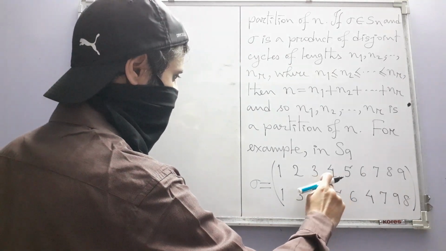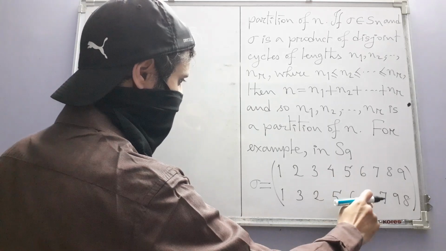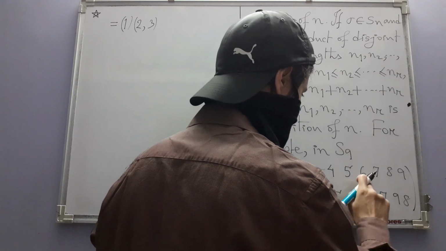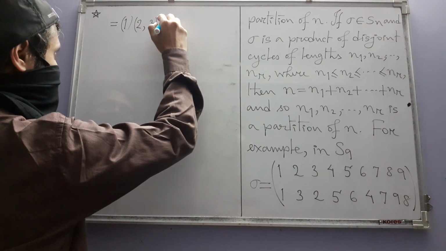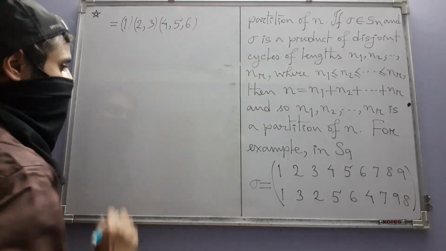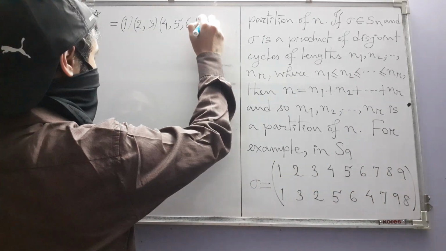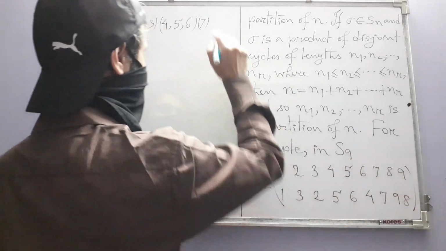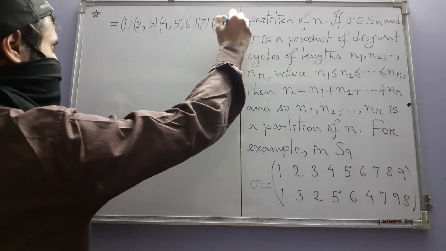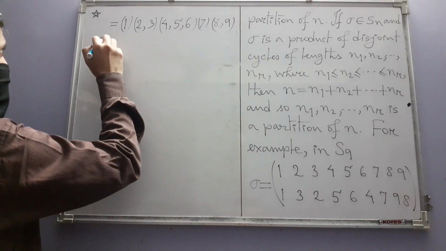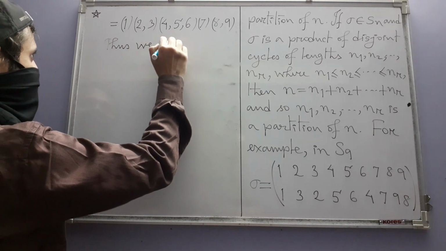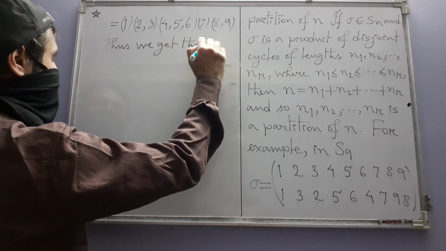Then 4 goes to 6, 6 goes to 4, no, I think I messed it up, 4 goes to 5, 5 goes to 6 and 6 goes to 4. So they give us a 3 cycle. Seven is kept fixed, so that is a 1 cycle, and 8 and 9 give us a transposition. Thus, we get the partition.